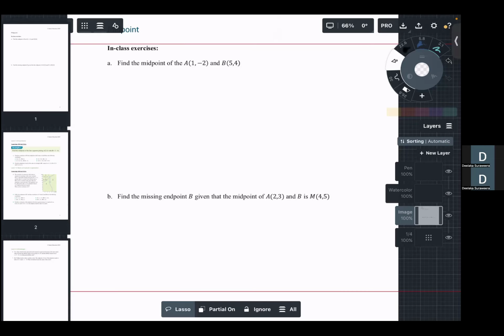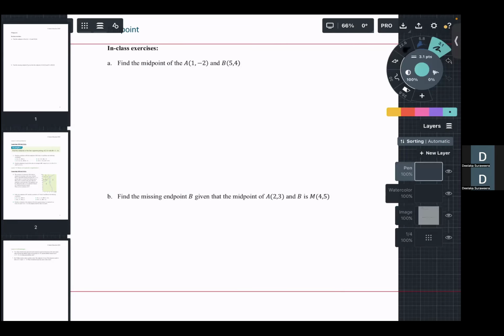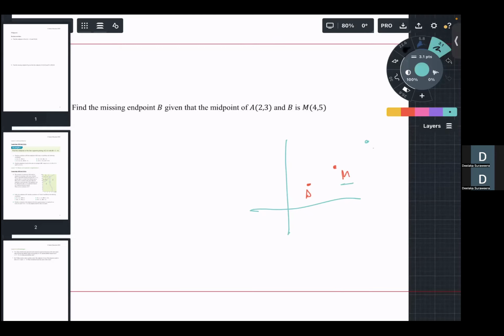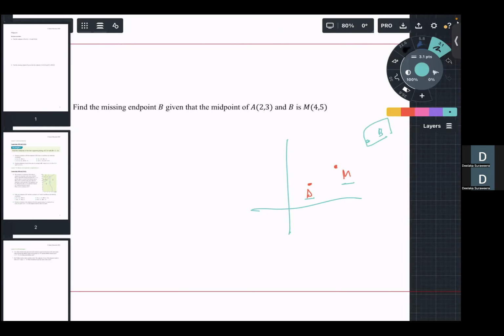What's an endpoint? So they've given you the midpoint and one of the points. So it's whatever B is or whatever A is. Exactly. Let's say I don't know what A is, and A is here, M is here. They want you to find B, which is the other endpoint. Based on one endpoint and the midpoint, they want you to find the other endpoint.